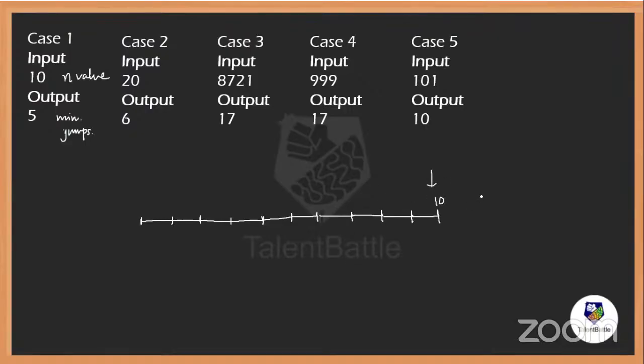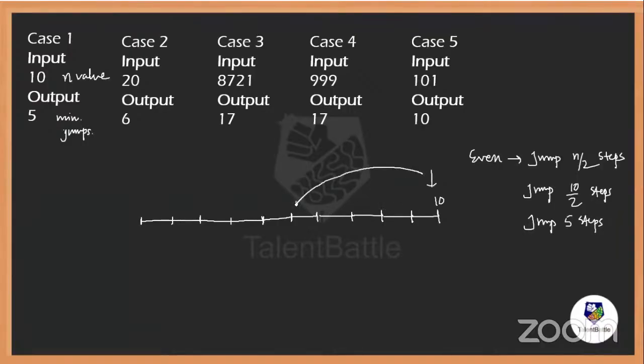Now, what is the logic? Logic says that if the provided number 10 is even, then we will jump to the maximum below by n by 2 steps. Means we will jump 10 by 2 steps, means 5 steps. 10 by 2 is 5, right? So we will jump 5 steps because the value is even. So 1, 2, 3, 4, 5. You will come here directly. This is my first jump. Jump 1, which is 5.